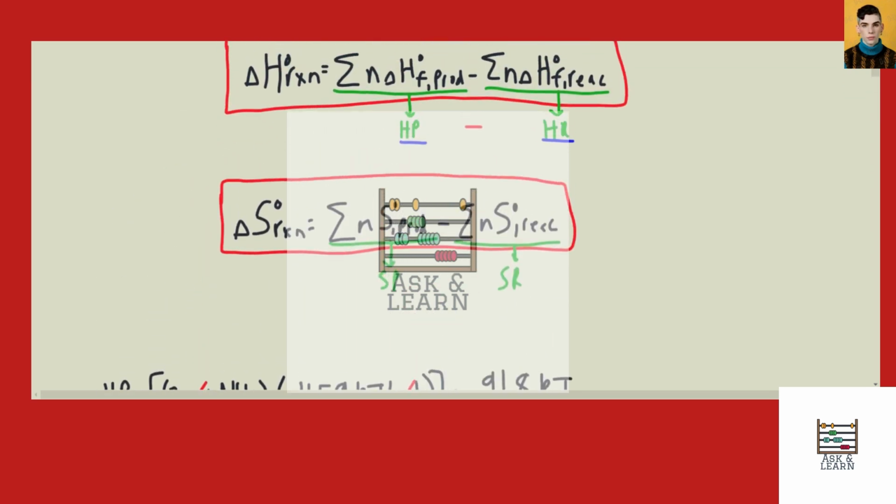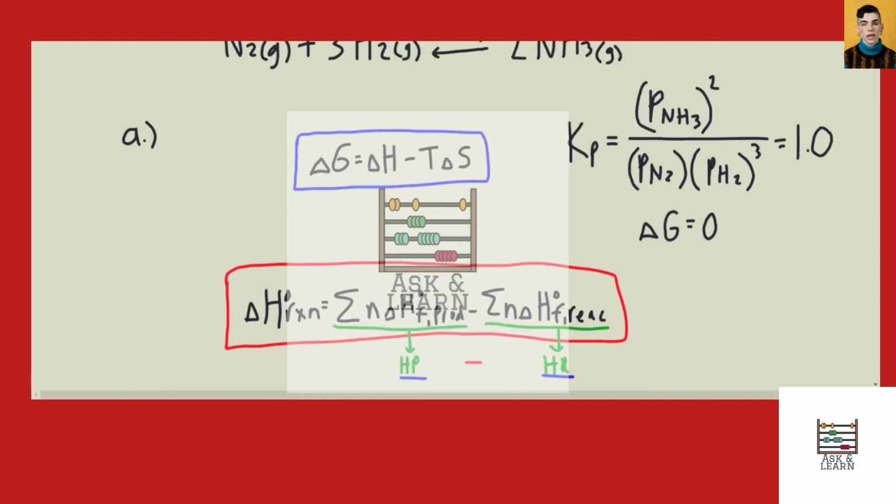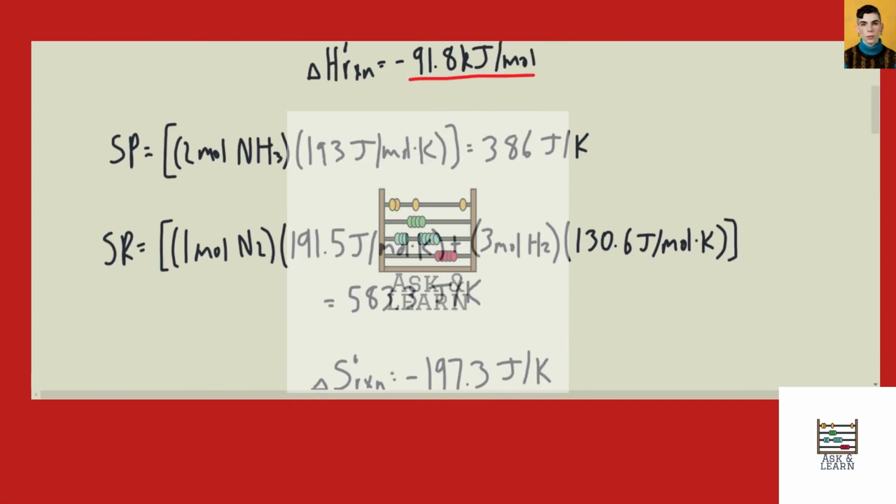And now for delta S, we again start with the products. We see we have 2 moles of NH3. This time in the appendix, we look up the standard molar entropy value of NH3. And after we cancel out units of moles, we're left with entropy units of joules per Kelvin for the total entropy of the products.